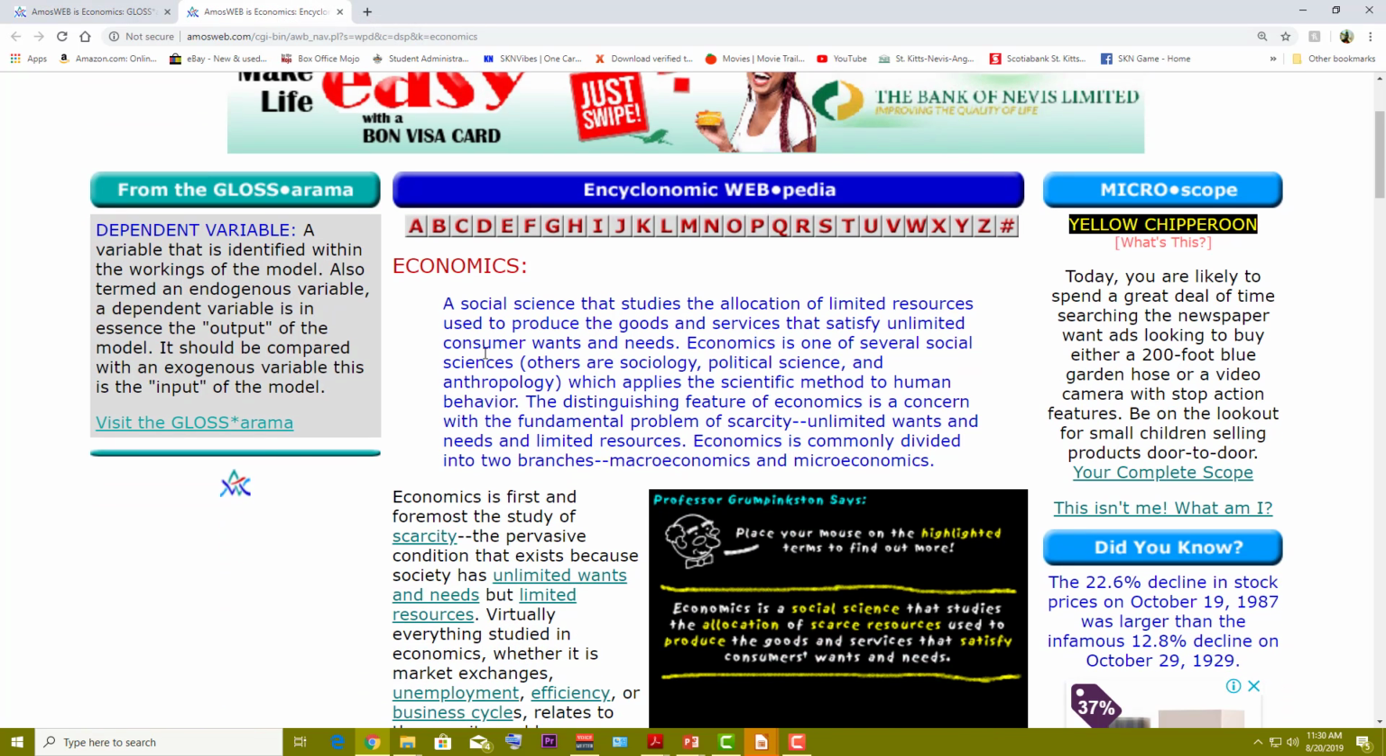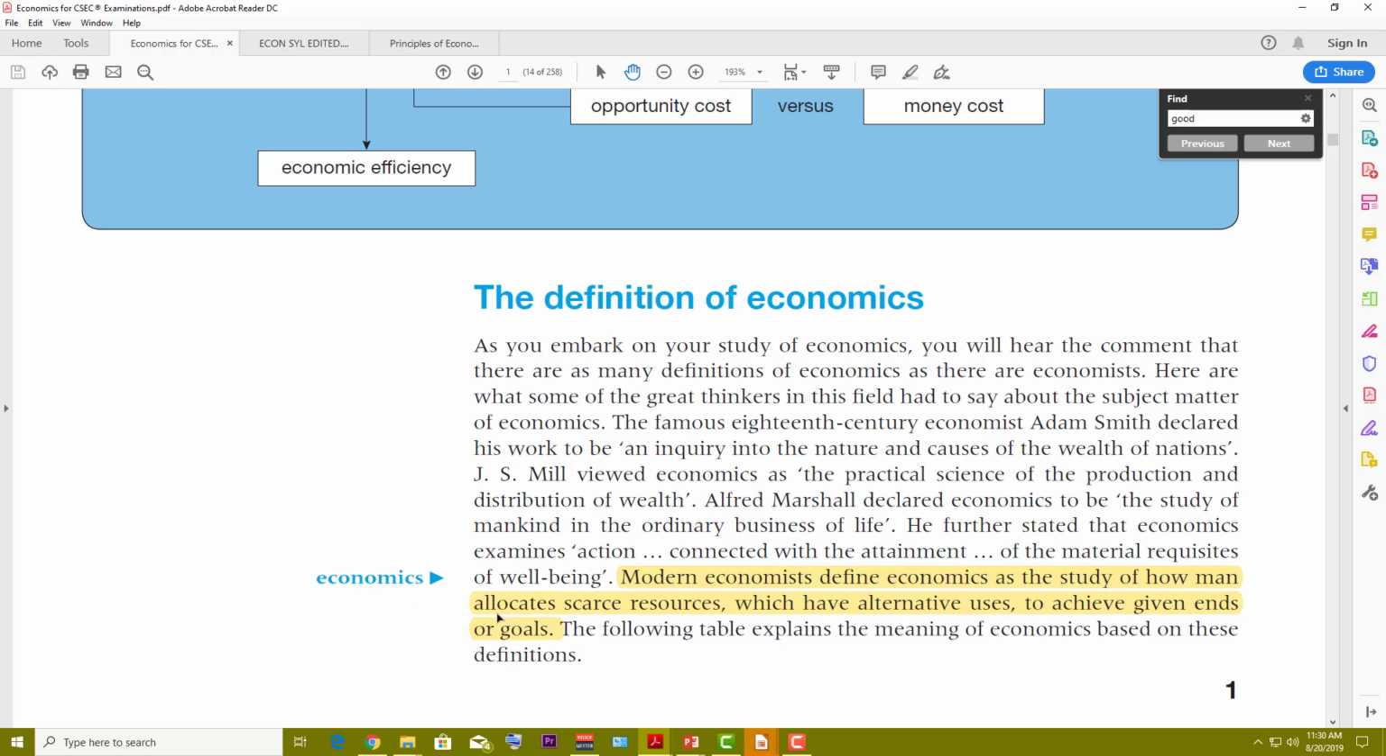Again, a social science that studies the allocation of limited or scarce resources used to produce goods and services that satisfy unlimited consumer wants and needs. Now let's break down some of these words. Scarce. What does the word scarce refer to? We're going to look at it later, but for now, scarce refers to the fact that resources are limited. They are not unlimited, they are not infinite. We have a limited amount of resources, and therefore they are scarce.